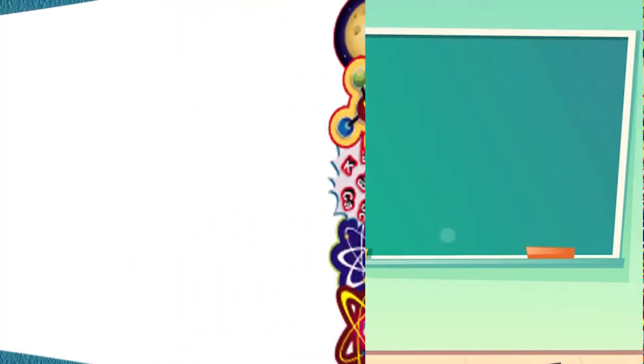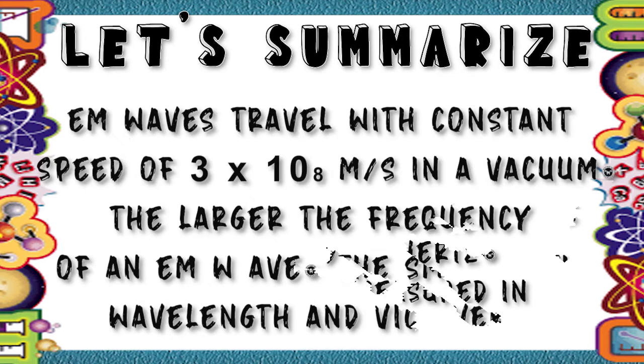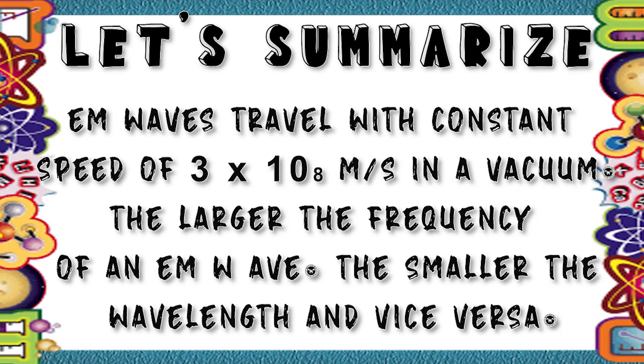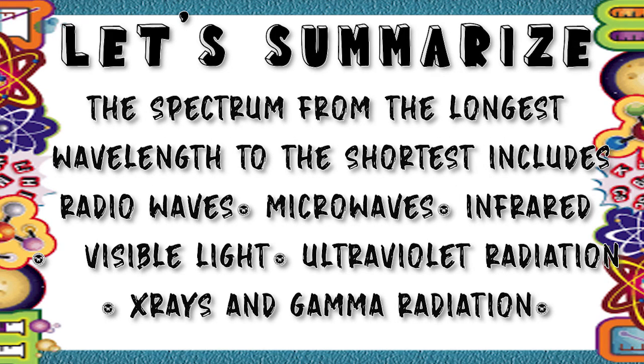To summarize what you have learned, electromagnetic wave can be expressed in terms of energy, speed, wavelength, or frequency. Frequency is measured in cycles per second, or hertz. Wavelength is measured in meters. Electromagnetic waves travel with a constant speed of 3 times 10 to the power of 8 meters per second in a vacuum. The larger the frequency of an EM wave, the smaller the wavelength and vice versa. The frequency is directly proportional to energy. The spectrum from the longest wavelength to the shortest includes radio waves, microwaves, infrared, visible light, ultraviolet rays, X-rays, and gamma radiation.